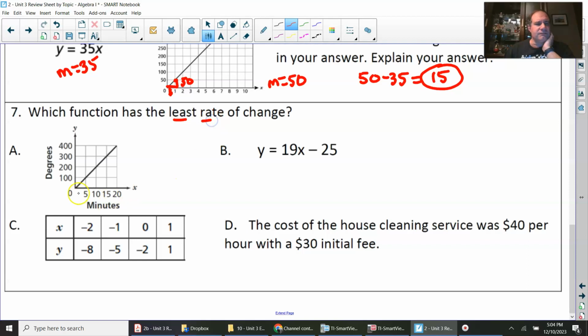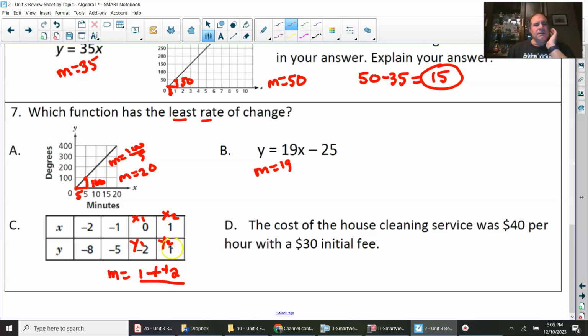Which function has the least rate of change? So we're just going to put 2 points down, do rise over run. This is 100 over 5. So we're going to have m equals 100 over 5, and that means the slope is 20. This slope is 19. We're just going to avoid all those negatives if we can. This is y1, and let's put x2. It's very difficult when there's a table like this. So it's 1 minus a negative 2. Don't forget the double negative becomes positive. And then 1 minus 0. So the slope is 3. 3 over 1 is 3.